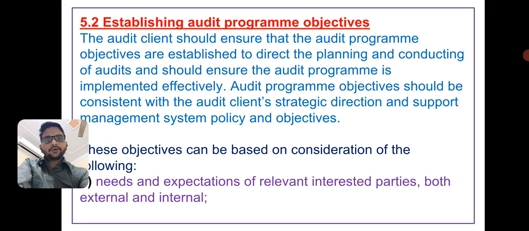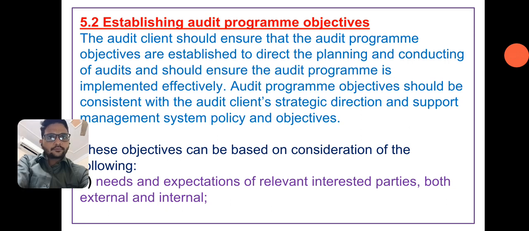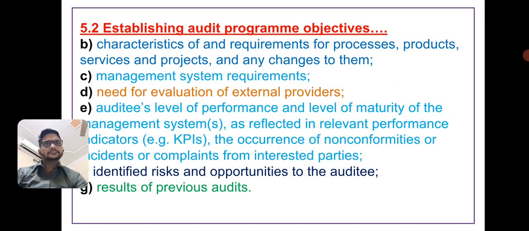The second clause is 5.2, establishing audit program objectives. The audit client should ensure that the audit program objectives are established to direct the planning and conducting of audits, and should ensure the audit program is implemented effectively. The audit program objectives should be consistent with the audit client's strategic direction and support the management system policy and objectives. These objectives can consider the following: needs and expectations of relevant interested parties, and characteristics and requirements of processes, products, services and projects.